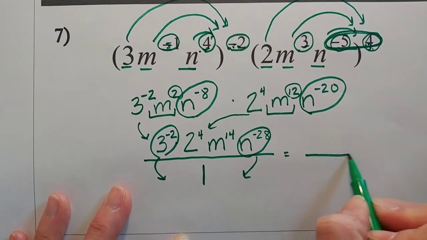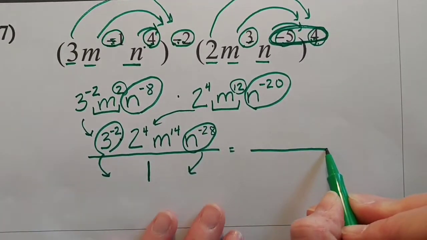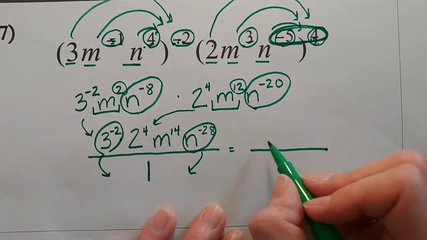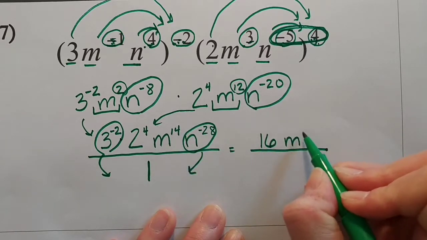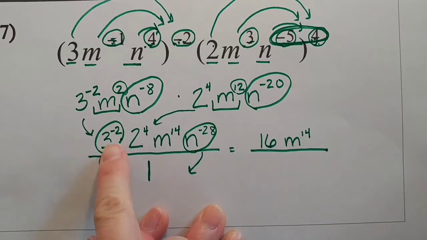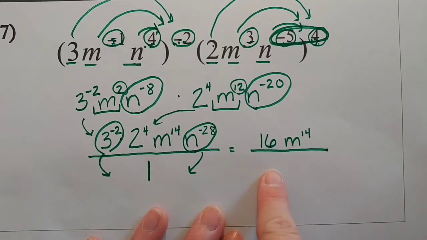So let's see what stays up top. 2 to the 4th gets to stay, and we know that that's 16. M stays. Now, 3 to the -2nd is going to have to come downstairs. It will become 3 to the +2nd, which is 9.